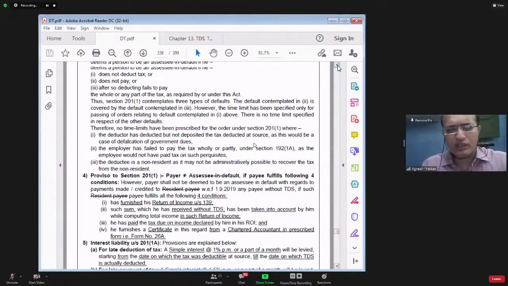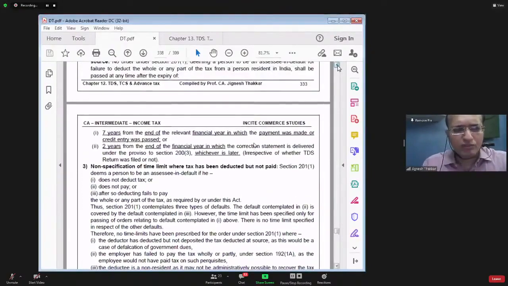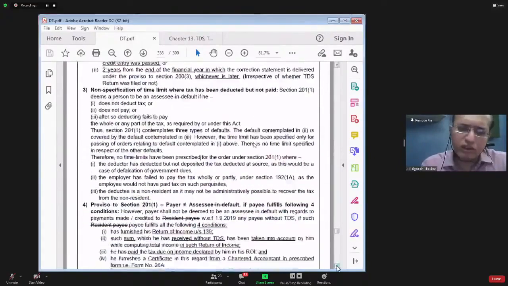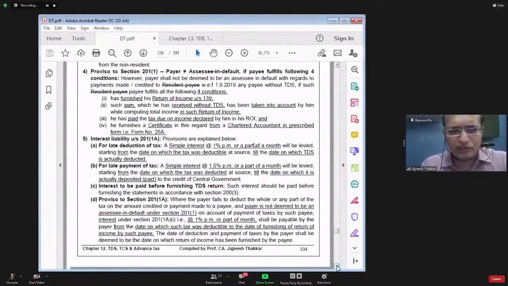So basically, in very simple language, we can say that defaults are of three types. The payer does not deduct the tax, the payer does not pay tax, or the payer after deducting does not pay tax. This time limit for passing an order is applicable only in the first default. It is not applicable in case of second and third default. That's all. You remember this much. This is more than sufficient.